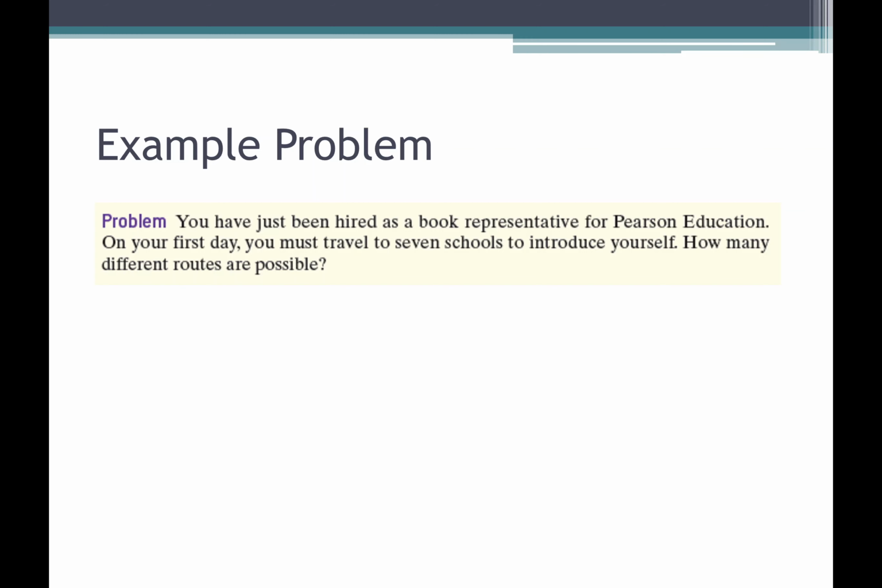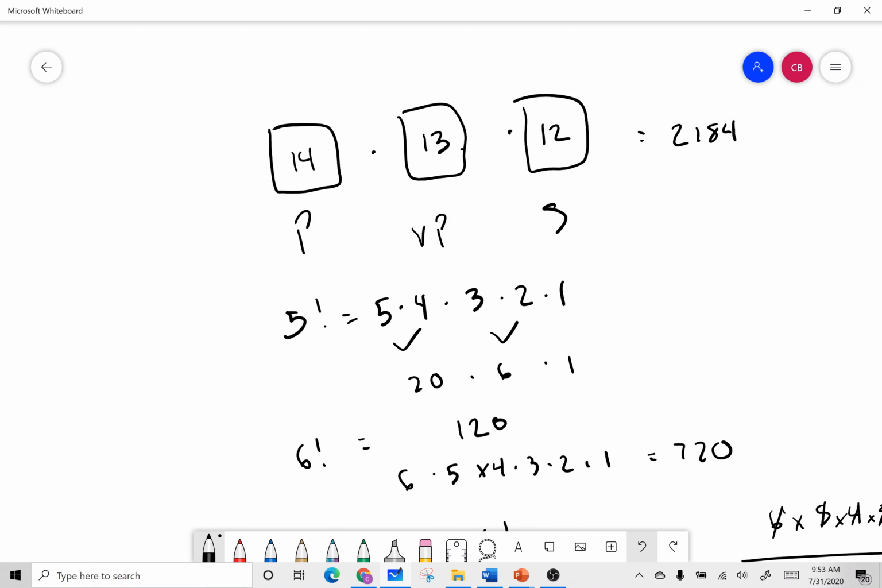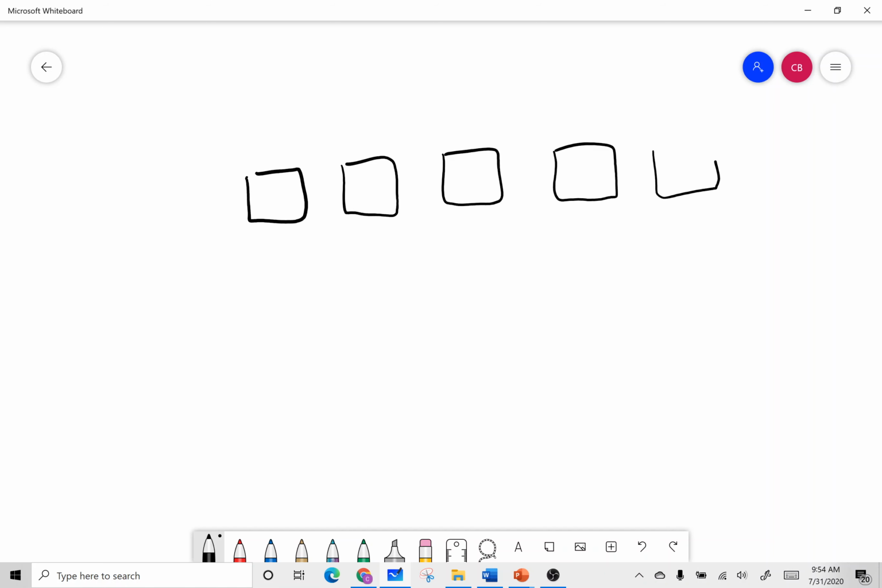Next one, you have just been hired as a book representative for Pearson Education. On your first day, you must travel to 7 schools to introduce yourself. How many different routes are possible? So let's go back. We're going to do this again. I'm just going to clear this. So we've got to go to 7 schools. Okay. And if we've got to go to 7 places, well, and how many different routes they're asking?